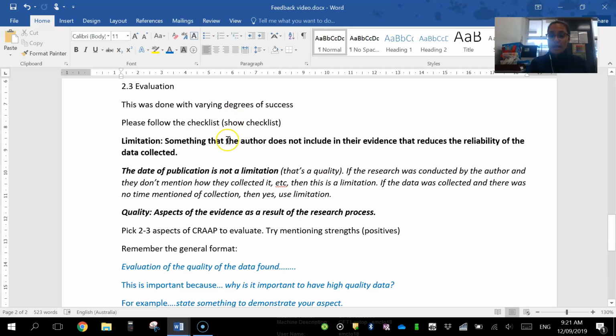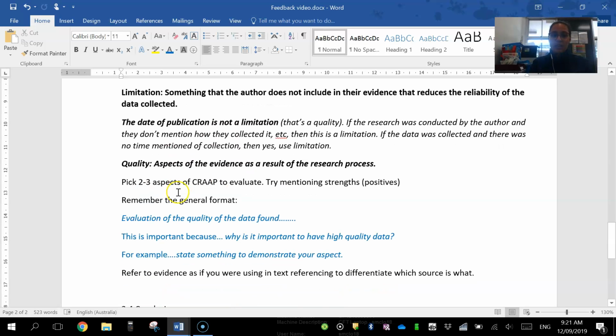So if you've done that, you might want to go back, and I think I've mentioned that in people's work, that if you've done this, it's not a limitation, it's a quality issue. So that's probably why you might have got a tick in your needs work or not achieved for your limitations in the evaluation section.